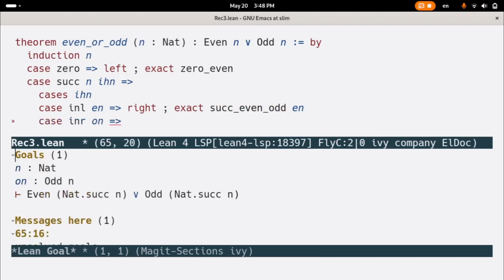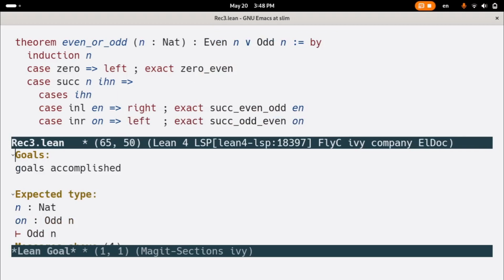In the INR case, we have that n is an odd number, and we can conclude that n plus 1 is an even number. And this finishes the proof.